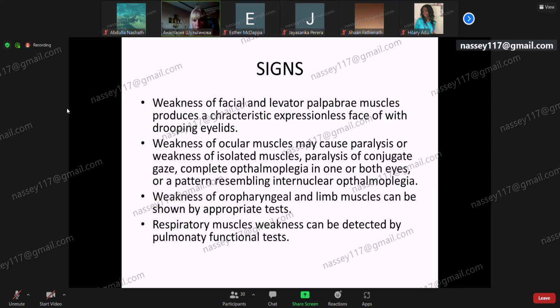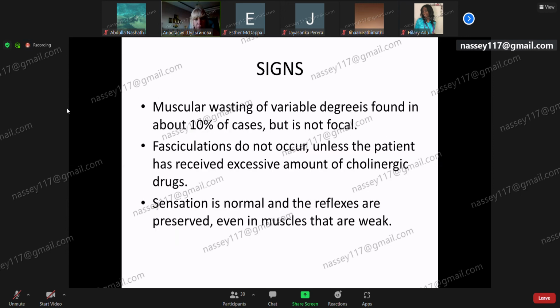Respiratory muscle weaknesses can be detected by pulmonary functional test, the level of oxygen and saturation. Muscle wasting of variable degrees is found in about 10% of cases, but is not focal.